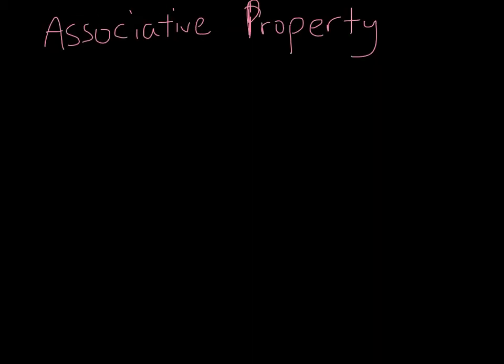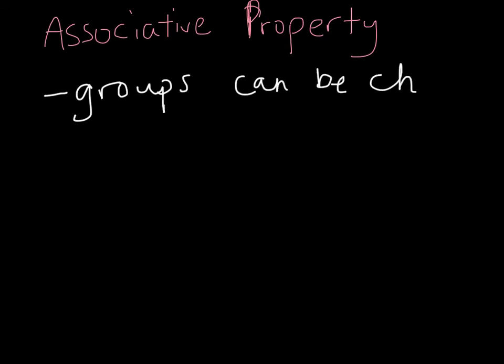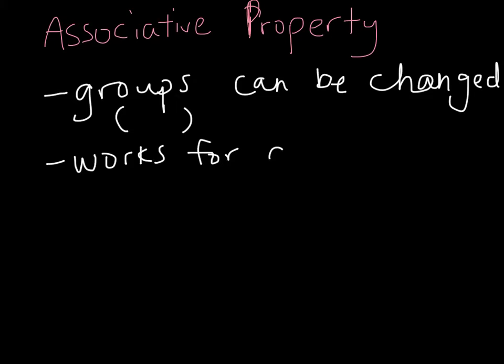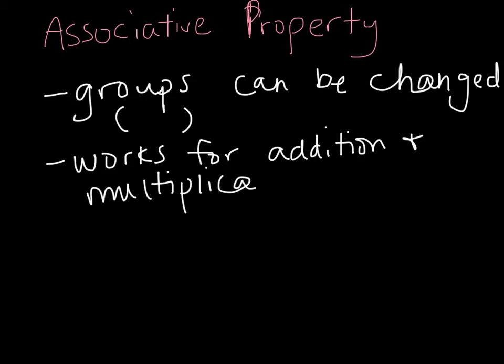Our next property is the associative property. Now, the associative property states that the groups can be changed. All right, the groups can be changed. So it usually has to do with parentheses. And it also works for addition and multiplication. Again, not for subtraction, not for division.